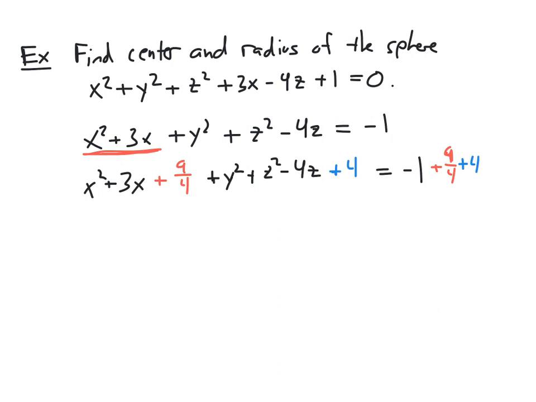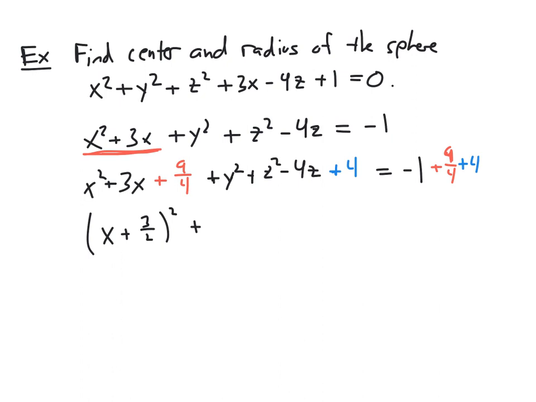Right, so this is just completing the square. It's something from high school algebra. And this allows us to write this equation in the form that we want. These first 3 terms now form a perfect square. It's (x + 3/2) quantity squared.